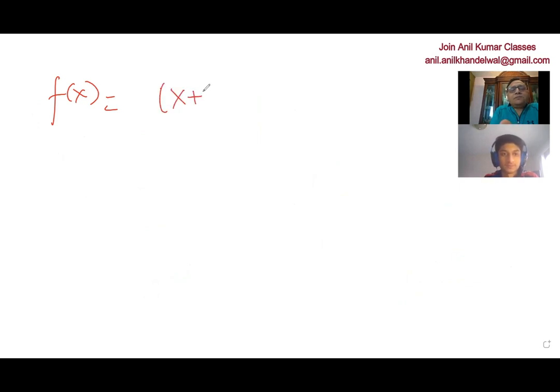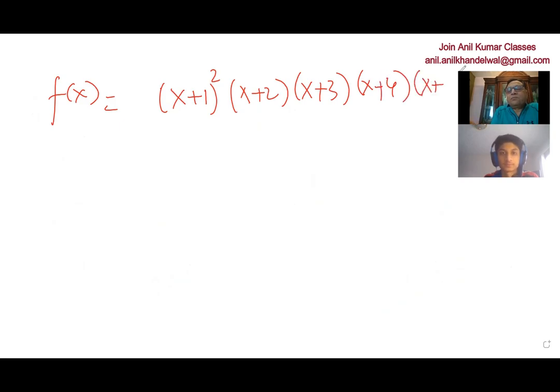So let's say x plus 1 with degree 2, x plus 2, x plus 3, x plus 4, x plus 6, all plus. General, right? Yeah. So what is the degree of this function? Degree 7, sir. So if you sketch, how many turning points will this have? A maximum of 6, sir.